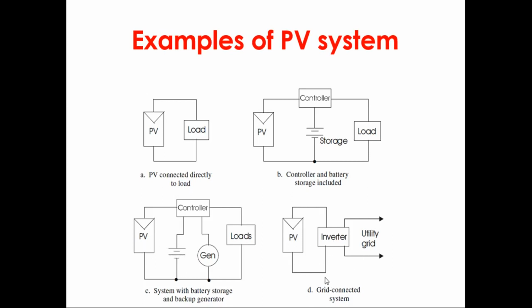Then we have the grid connected system. We have the PV string, PV module, PV array, whatever you can say. It is connected with the inverter, and then through the inverter and the transformer, the power is supplied to the grid or utility with constant voltage and constant frequency.